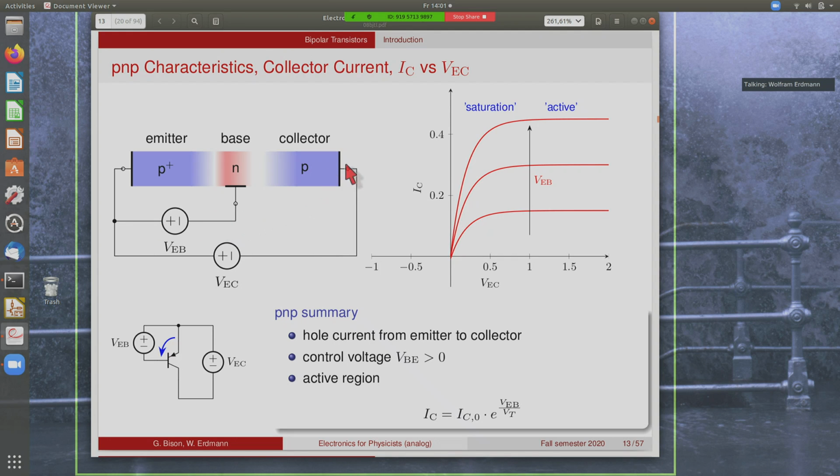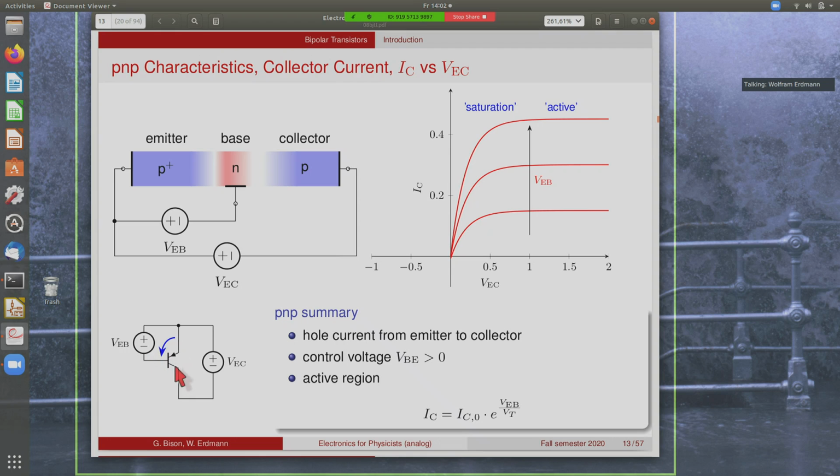So we don't look at the base collector, but the emitter collector voltage, and now we get this set of curves. So the border between saturation and active is now not a constant, a vertical line here. It moves a little bit, but in principle you still have on the right-hand side your active region where the current becomes independent of the emitter collector voltage, and here you get into saturation and the current drops to zero, although we still have a positive base emitter voltage.